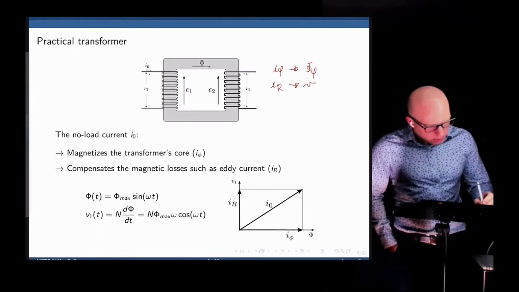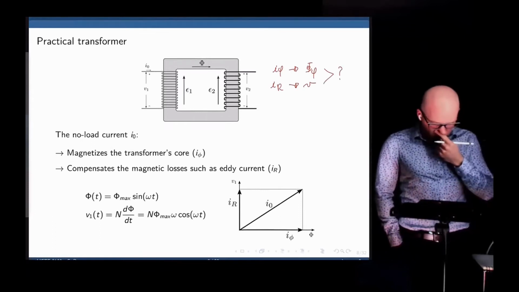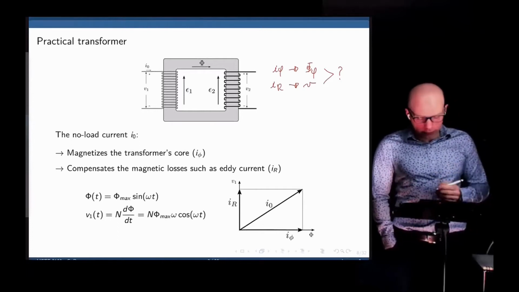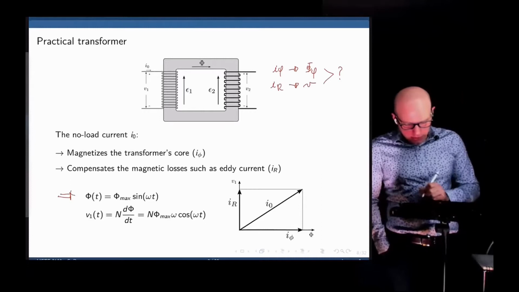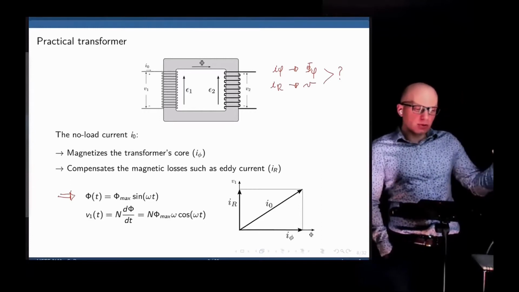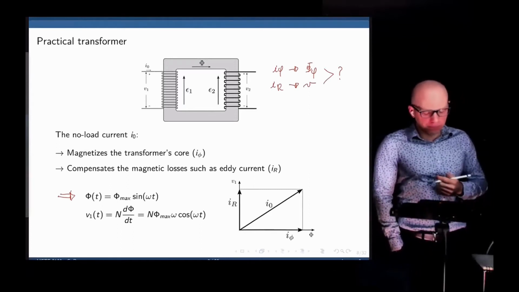Now, what is the relation between them? Are they in phase as well, or are they out of phase? Let's assume that our magnetic flux has a sinusoidal waveform as given here. Magnetic flux is the maximum magnetic flux in the core times a sinusoidal waveform, sine of omega t. Omega is the frequency in radians per second.